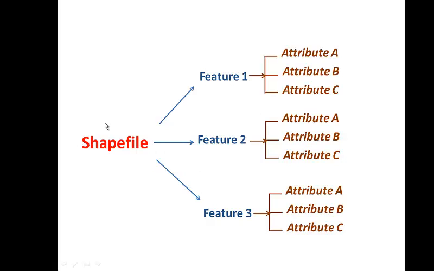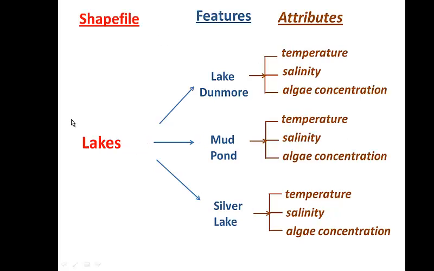Any given shapefile can store as many features as you want. For example, each feature might be a lake. And for each feature, you can then store as many attributes of that feature as you like. Attributes are generally some data. So for example, if our shapefile is lakes, each feature within that shapefile would be a different lake: Dunmore, Mud Pond, or Silver Lake. Each attribute would be a piece of data specific to each of the lakes.